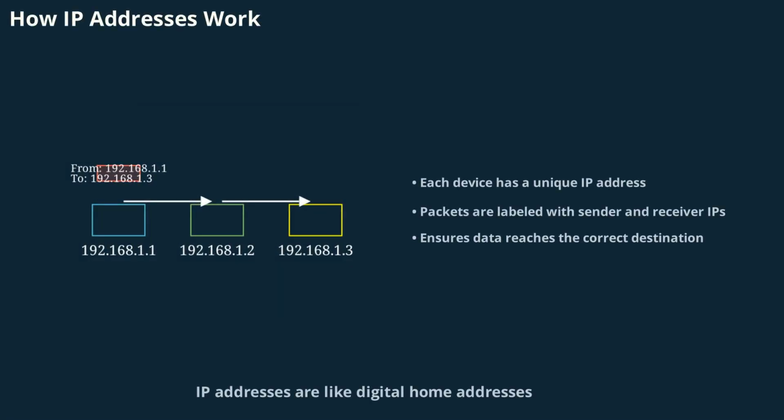IP addresses are like digital home addresses. Every device on the internet gets a unique number, ensuring data is sent to the right place. When you visit a website, your device uses its IP address to request information, and the server uses your IP to send data back. This system keeps everything organized and ensures your messages don't get lost.